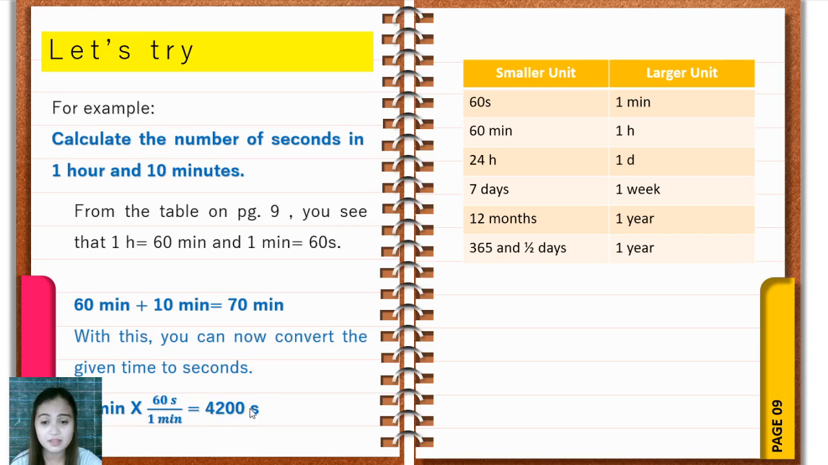4,200 seconds or minutes? Seconds, because we cancel minute. And the unit left is seconds. So the answer is 4,200 seconds. There are 4,200 seconds in 1 hour and 10 minutes.